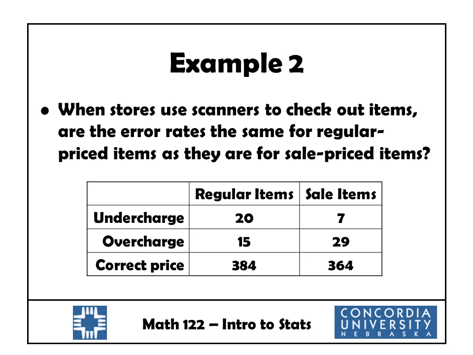So just what we have here is a contingency table. And just looking at the numbers, we see that of the sale items, we have a smaller proportion that are undercharges than we do for the regular items. And likewise for the sale items, we have a higher proportion of overcharges than we do for the regular items. So just glancing at the data, it looks like the answer to our question is no, but we want to formalize this a little bit more.